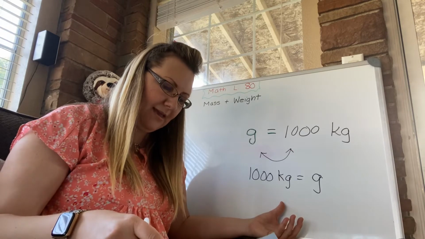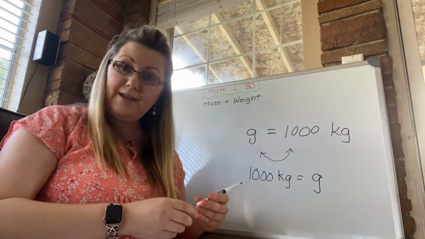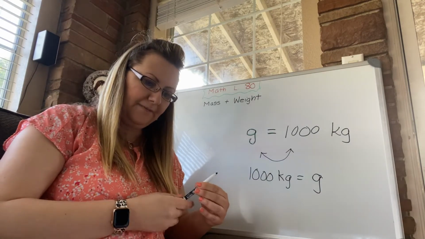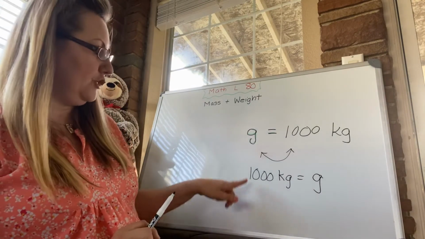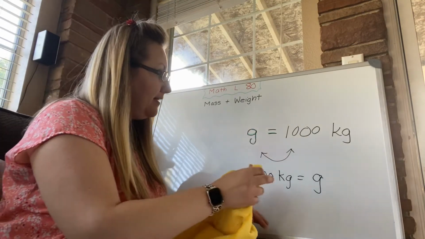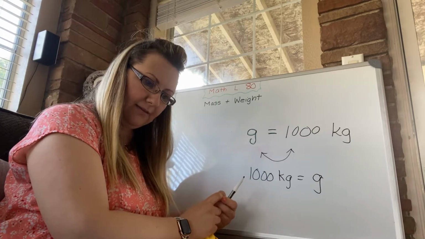Okay, and then it showed us how we could rewrite the formula grams equals 1,000 kilograms using X and Y. So instead of using G and K, actually I wanted to get rid of the, let's see, what was I thinking?